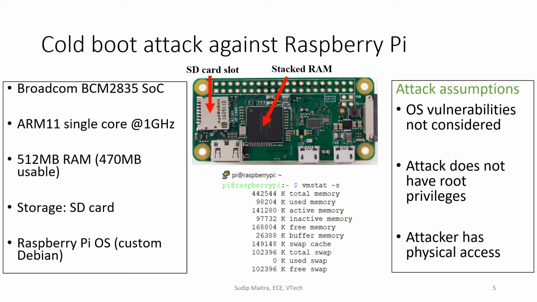For this experiment, OS vulnerabilities are not considered, so RAM exfiltration by exploiting a compromised OS is out of scope. It is also assumed that the attacker does not have root privileges in the victim's OS and they have physical access to the victim's Raspberry Pi.